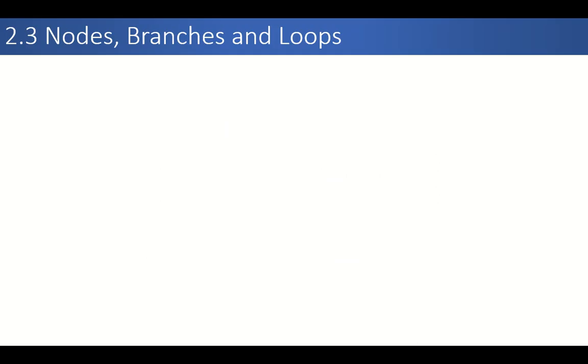Today we are going to discuss section 2.3, that is nodes, branches and loops. This is very important: in circuit analysis we need to know how we can identify nodes, branches and loops. These identifications help us in applying different techniques, that is Ohm's law, Kirchhoff's current law, voltage law, or nodal analysis or mesh analysis that we are going to see.